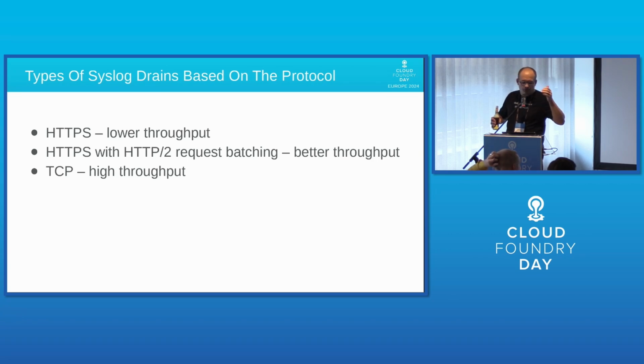Recently we added HTTPS with HTTP2 request batching. And if you have really high throughput, then use TCP because you don't have all this overhead of creating connections and reconnecting things.